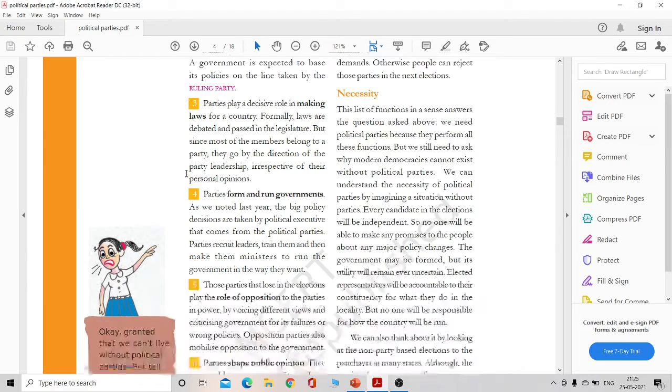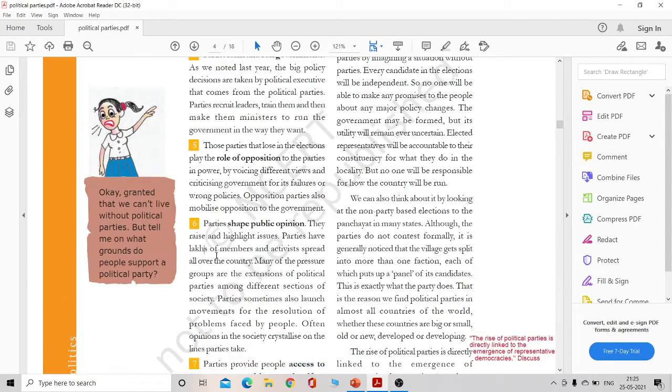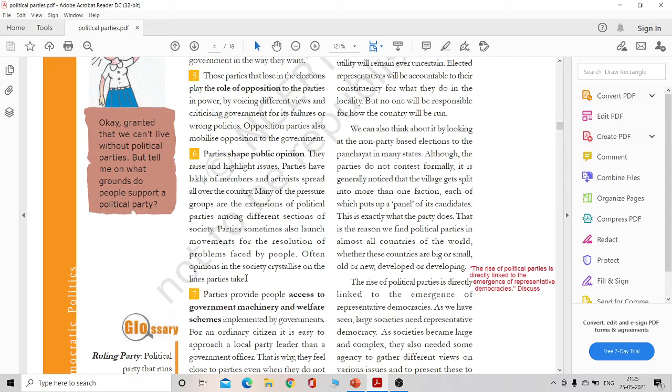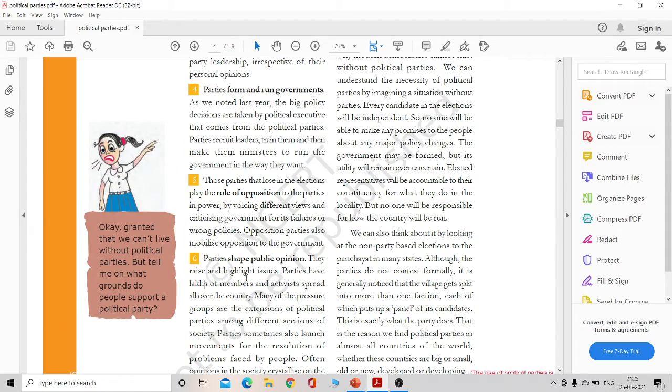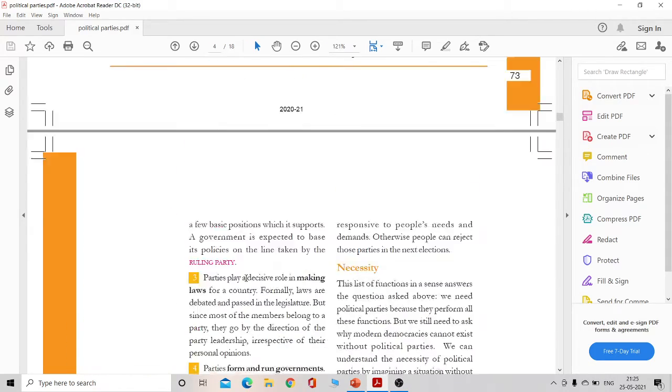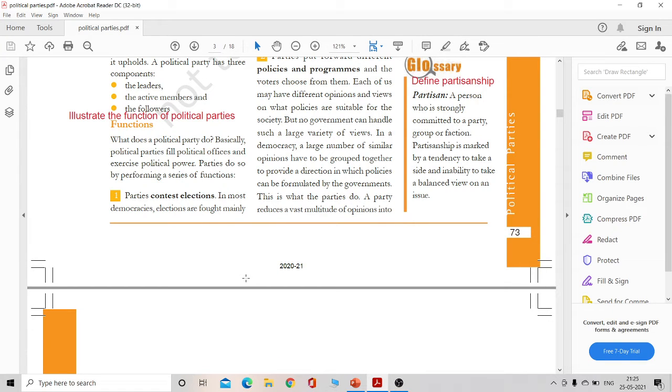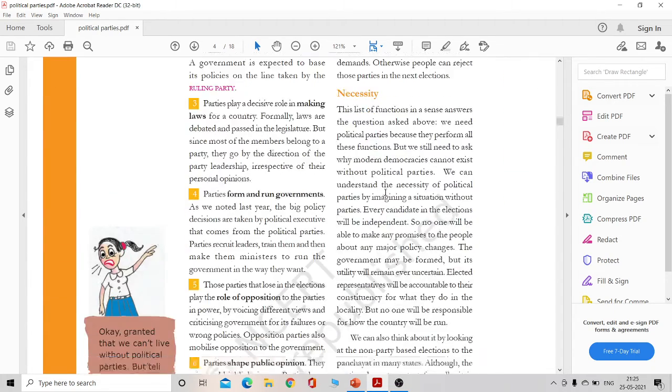So these are the seven functions of political parties which are mentioned in the chapter, and you can pick any three to illustrate the functions of political parties if it comes as a 3 marker, or if it's 5, then you can choose any 5 or more, right?